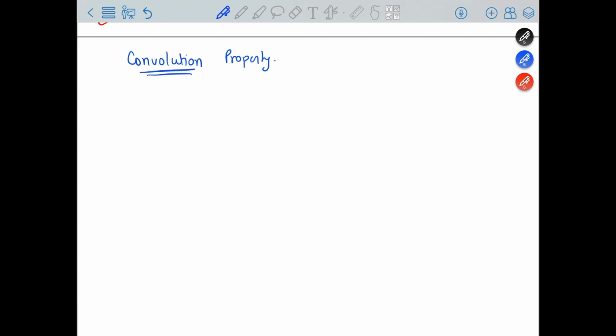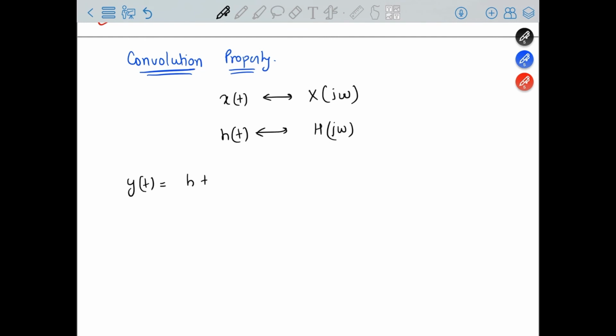So the convolution property is a very important property, as it will help you to get the Fourier transform of some complex functions in a very easy manner. What this property states is that suppose we have an input signal to a system having a Fourier transform of X of j omega, and we have an impulse response h of t whose Fourier transform is denoted by H of j omega, then the output y of t will be the convolution between h of t and x of t.